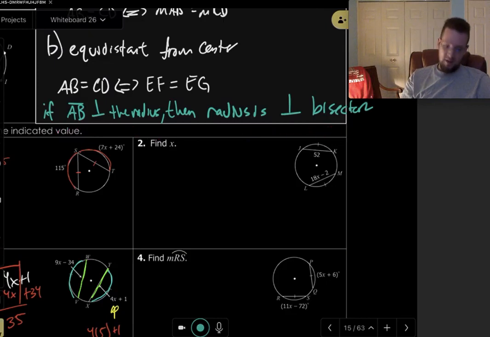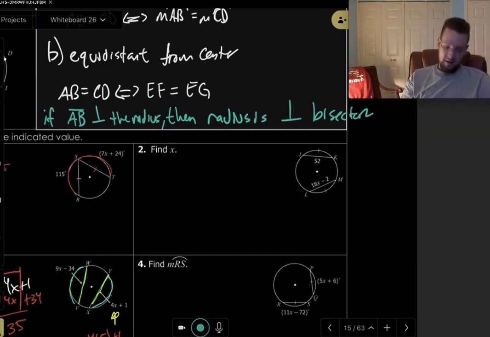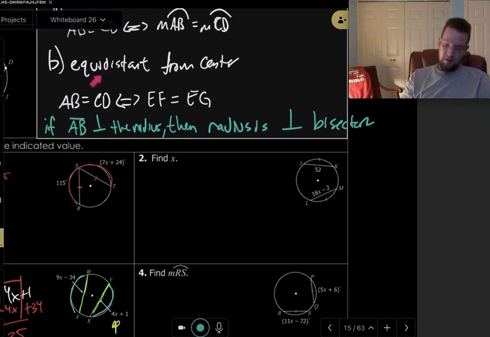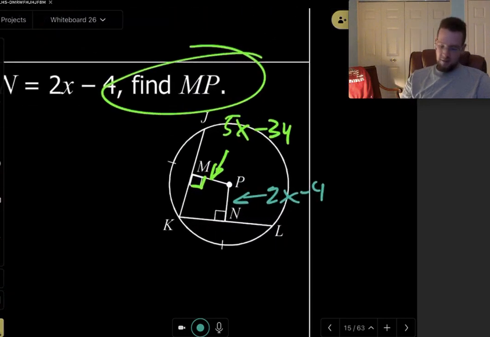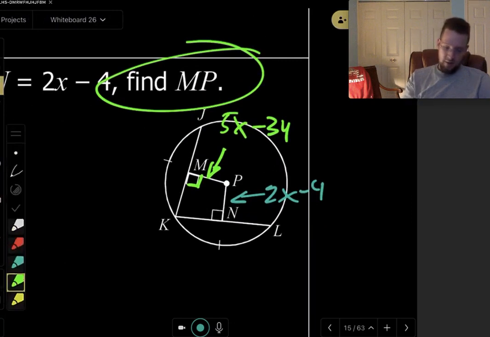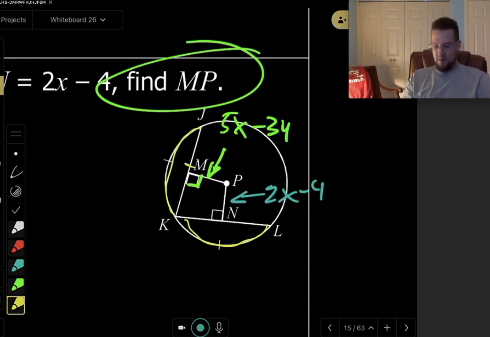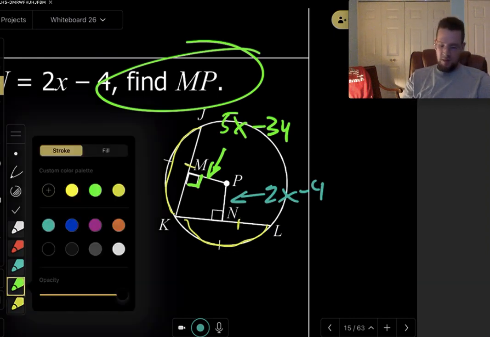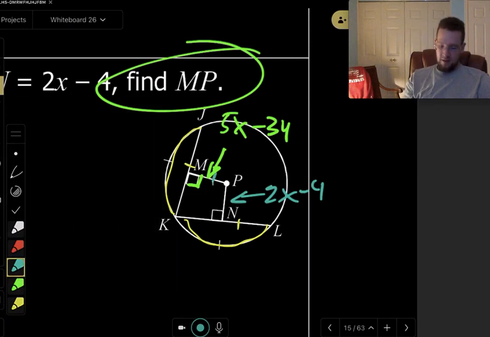Oh no, that's not the one. It's this one. The chords are equidistant from the center. So if the chords are congruent, then they will be equidistant to the center. So that means, okay, let's see. We got a couple layers going on here. We have the angle measures here. Central angle measures are the same, which implies that the chords are the same, which then would imply that the chords are equidistant from the center.